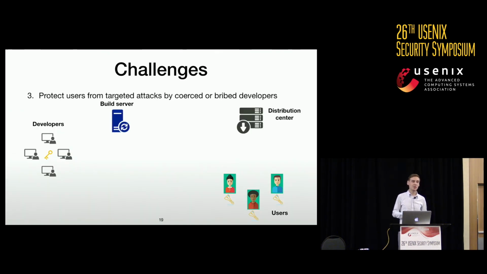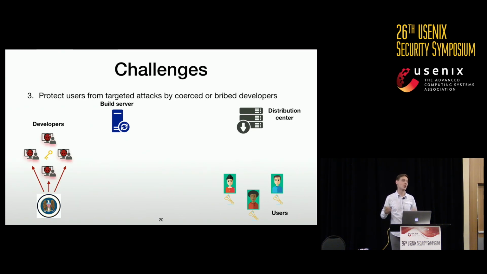The third challenge is protecting users from targeted attacks. Assume there's some powerful unknown adversary who bribes or coerces developers, who, by the way, can be underfunded or just volunteers, to create 2 versions of the update, where one has a backdoor, and delivers the backdoor version only to one user. Currently there are no mechanisms that would allow this user to discover that he's being targeted.